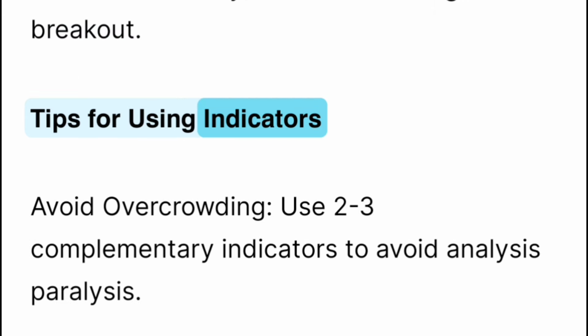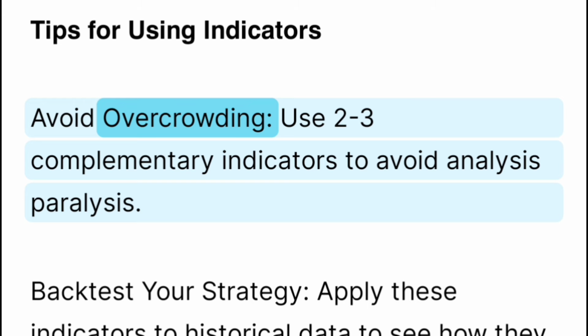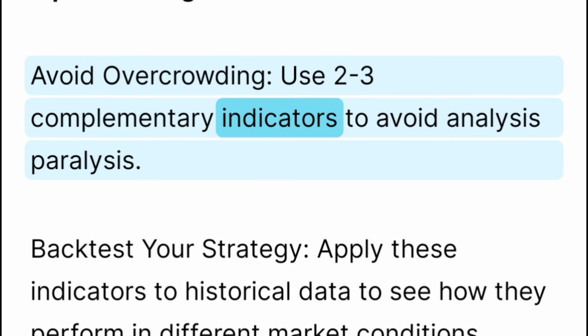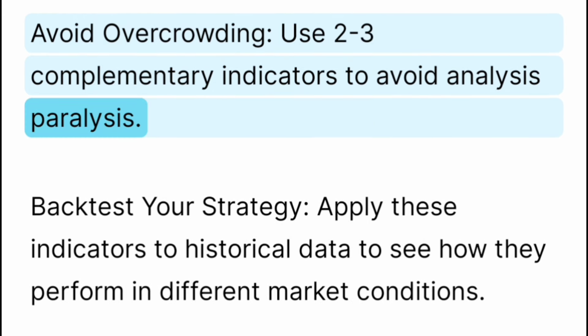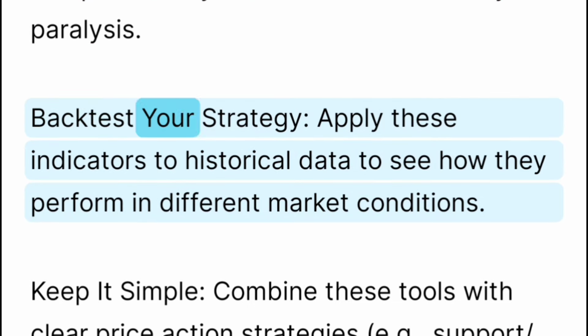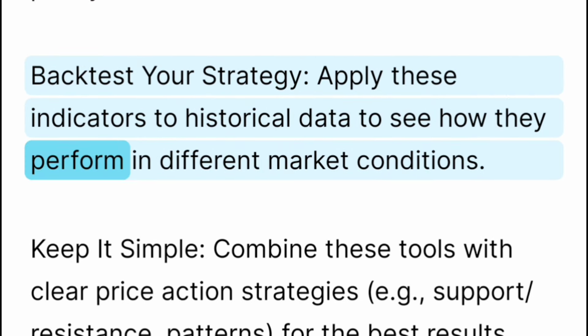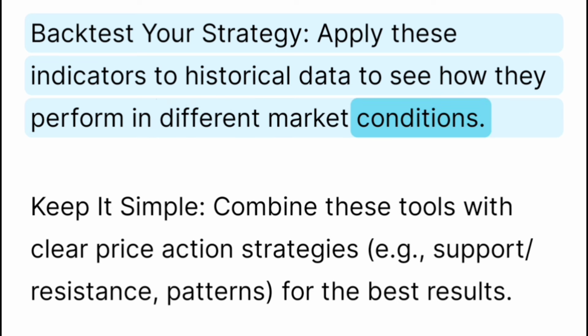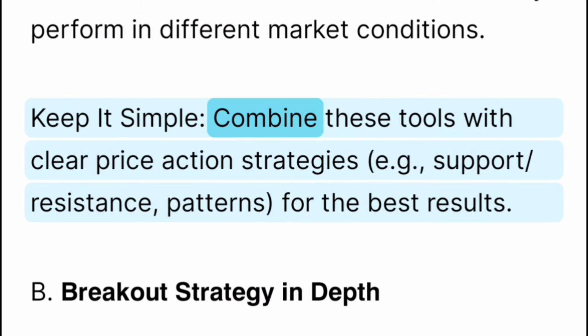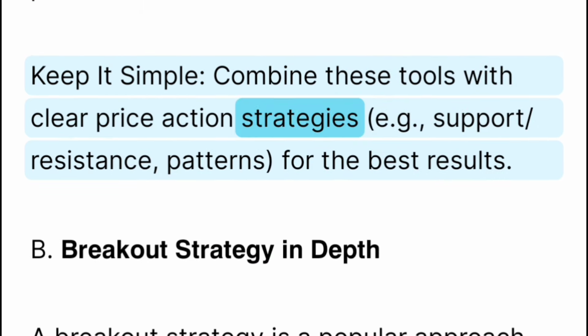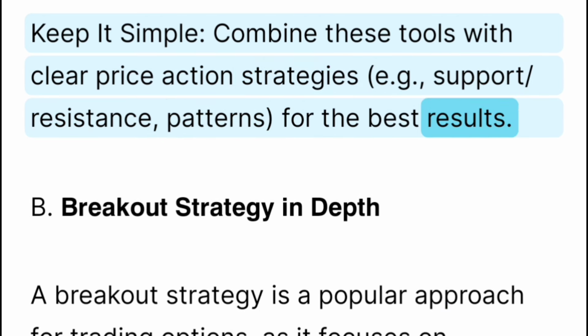Tips for using indicators. Avoid overcrowding. Use 2-3 complementary indicators to avoid analysis paralysis. Backtest your strategy. Apply these indicators to historical data to see how they perform in different market conditions. Keep it simple. Combine these tools with clear price action strategies, for example, support and resistance patterns, for the best results.